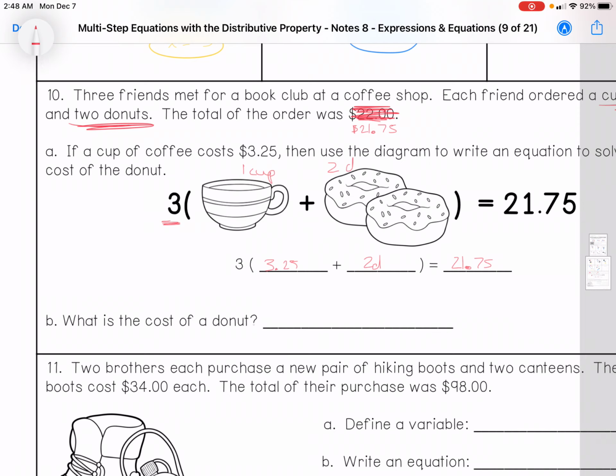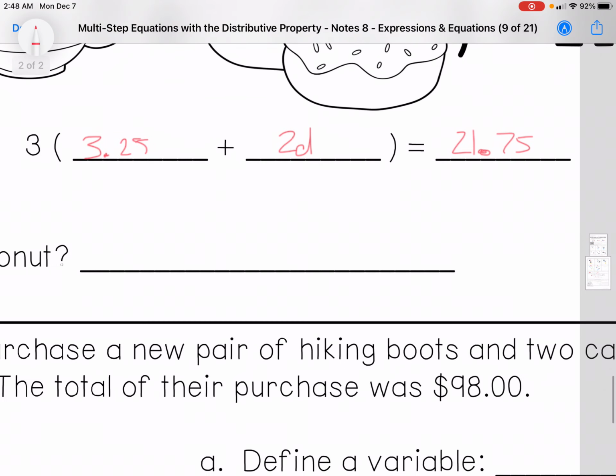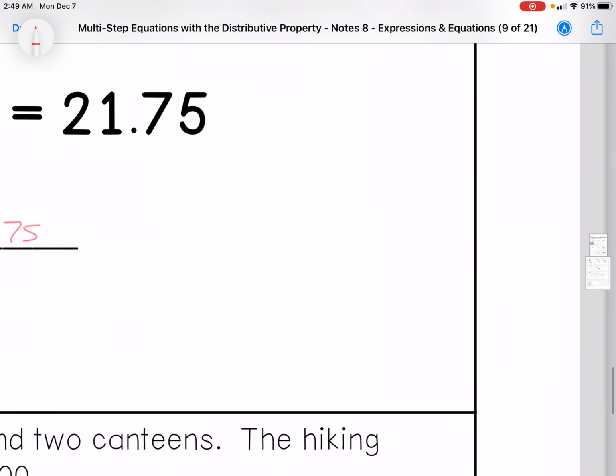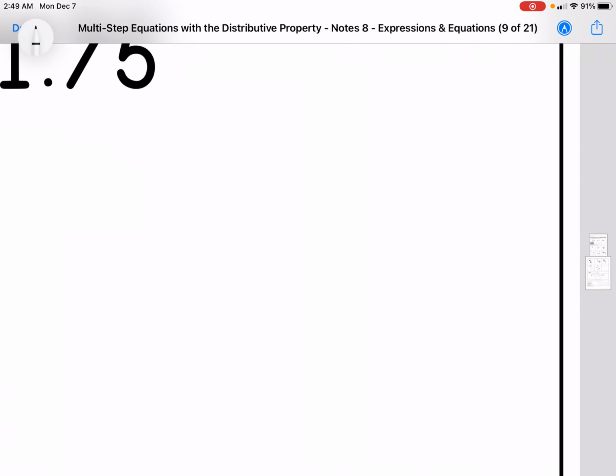All right, so what is the cost of the donut? So we have to solve this problem right here that we just formulated. All right, so I'm going to rewrite the problem over here where I've got some room to work. All right, so we have 3.